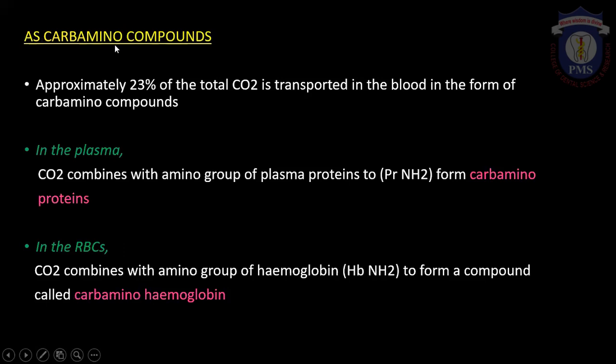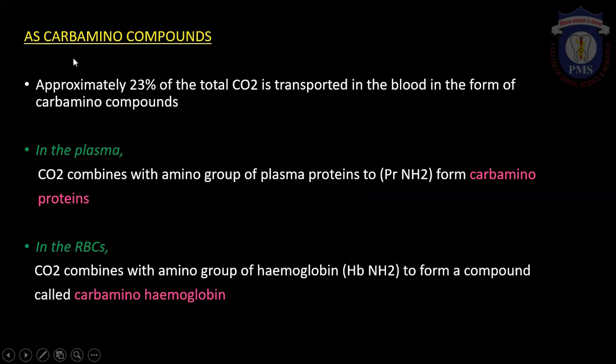Now, the last one is in the form of carbamino compound. That is 23% of the total carbon dioxide is transported in this form. Here, what happens is the carbon dioxide will combine with the amino group of certain components and is then transported. So in plasma, the carbon dioxide will combine with the amino group of plasma protein to form carbamino protein and is then transported.